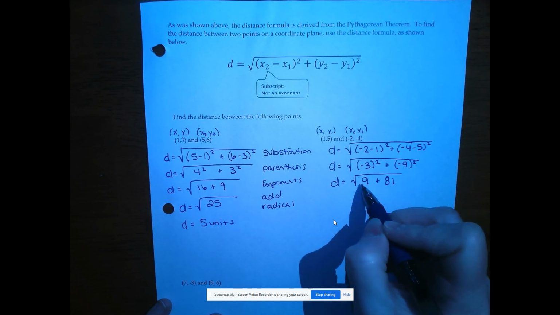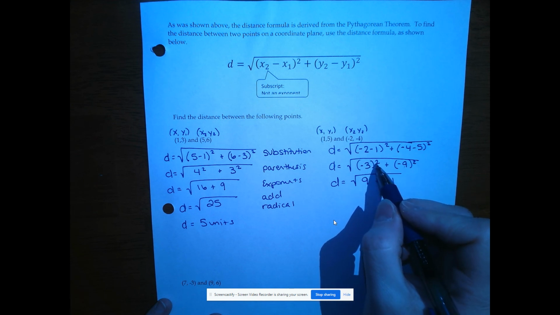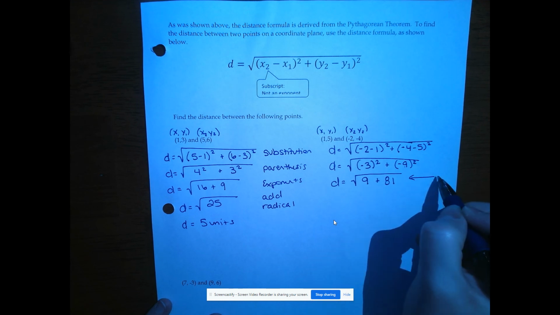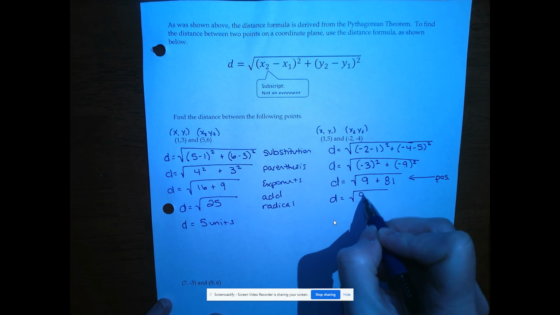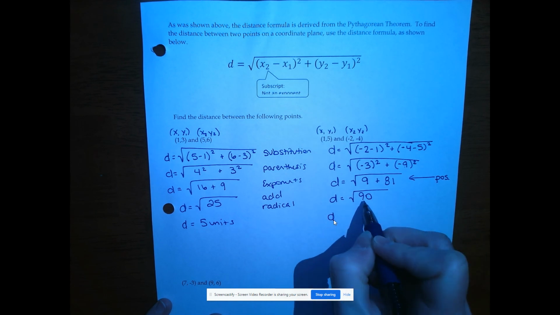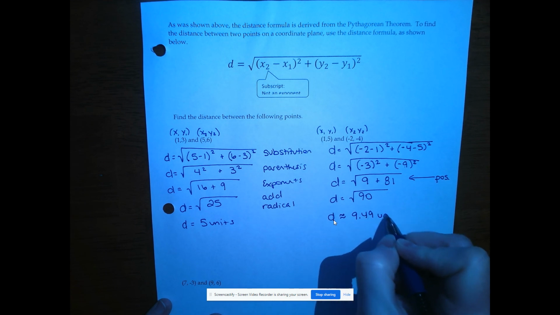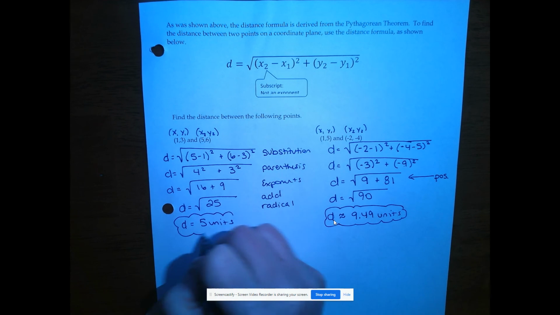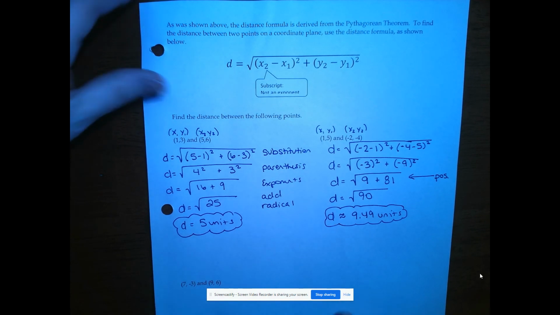When you get to this step, you should have no negatives left, right? Because even if you substituted in negatives or you got negatives from the subtraction, when you square, a negative times a negative will always become positive. So by this step, everything should be positive. And now I've got my 9 plus 81, which is 90. And if I try to square root 90, it's not a square number, so it's going to come out approximately 9.49 units. And you'll notice I'm using units on these. I don't have centimeters, inches, feet, anything like that because they are coordinates. So they are always measured in units.